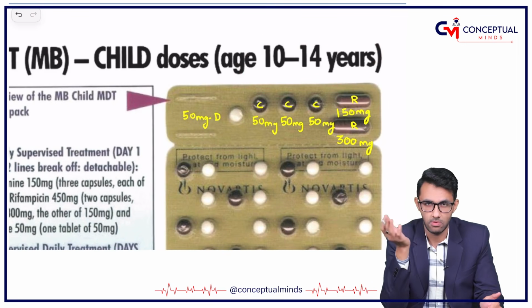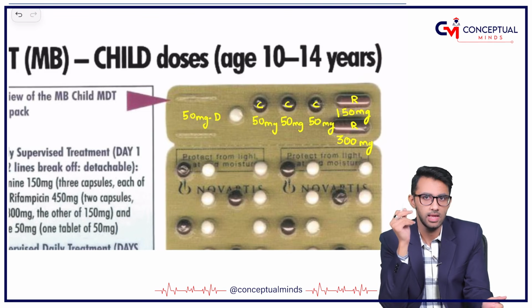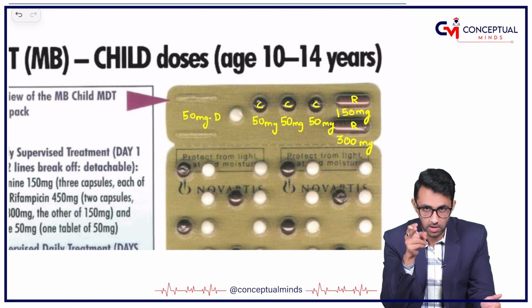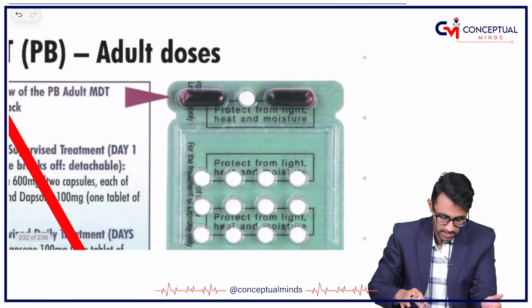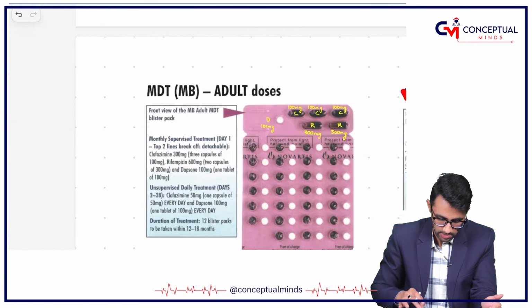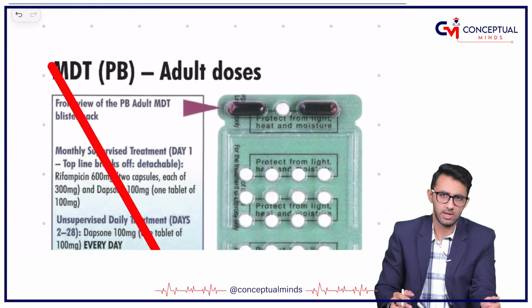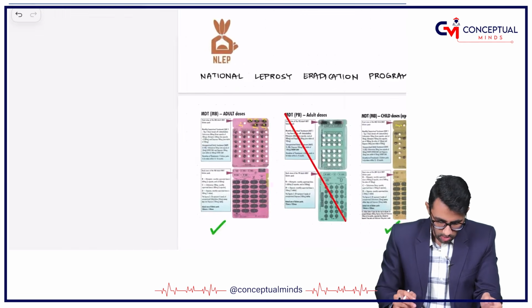What is the difference between the WHO guideline and the Indian guideline? The Indian guideline included clofazimine in the paucibacillary variant. So the older regimen becomes outdated, we don't follow it. We have added clofazimine.